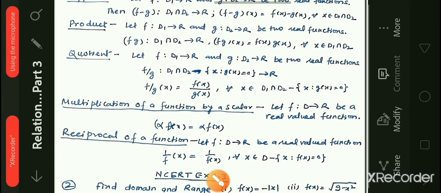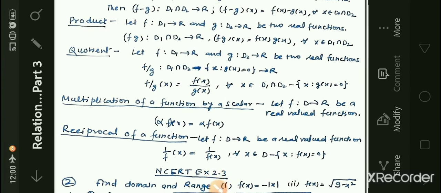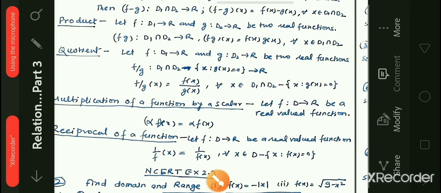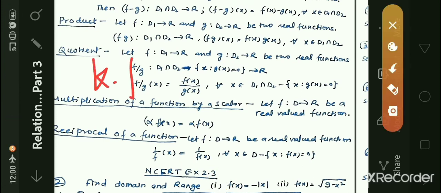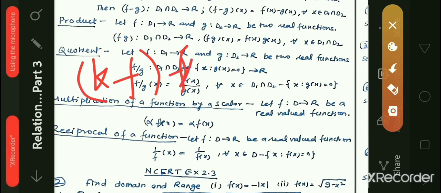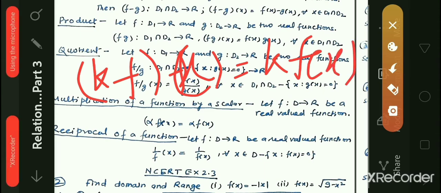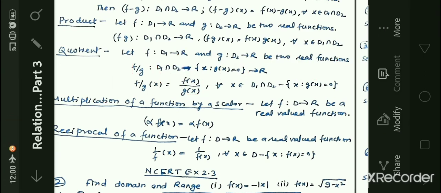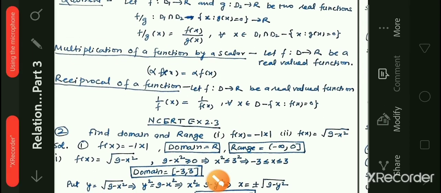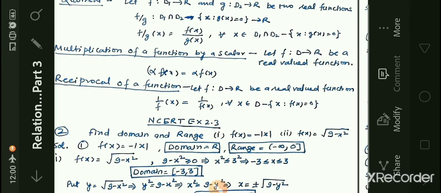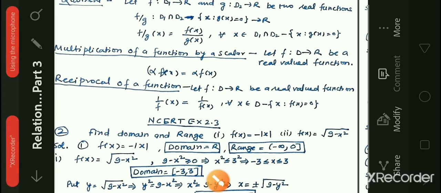Now what happens with multiplication of a function by a scalar? Suppose a scalar is multiplied with a function like k f(x), then it simply multiplies the entire function: k·f(x). So I think you understood it. Now, the reciprocal of a function. Let f: D → R be a real valued function, then 1/f(x) = 1/f(x) for all x belonging to D minus {x such that f(x) = 0}.